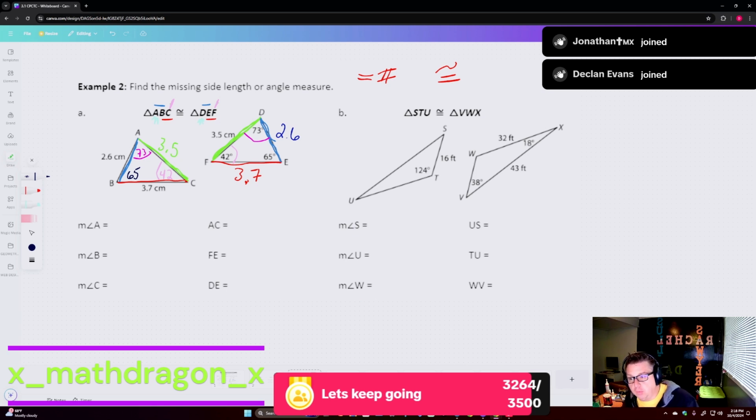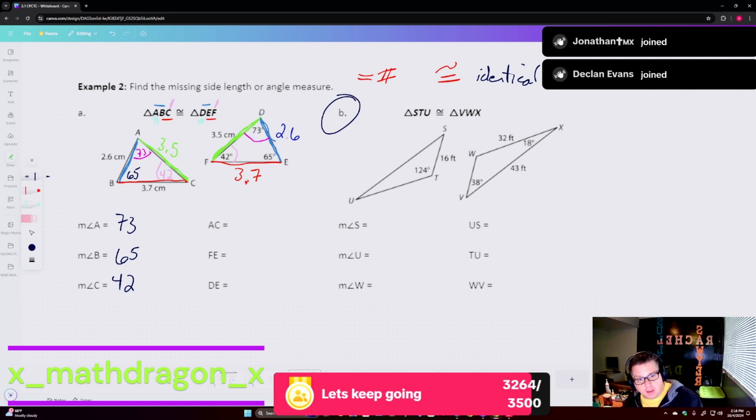So after we're done with all of that, now what's the measure of angle A? Well, that's easy, it's 73. What's the measure of angle B? Well, that's easy, it's 65. What's the measure of angle C? Oh, 42, because we just use the information from this triangle to put it on this triangle, because these two triangles are identical because of the congruence. Identical. Okay?